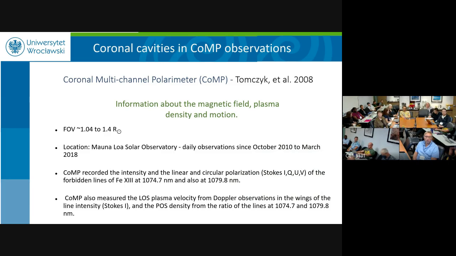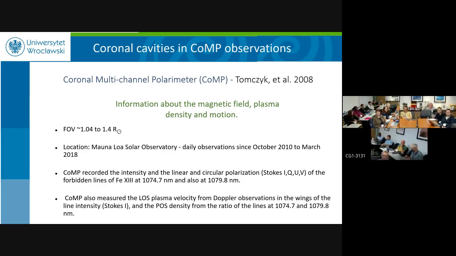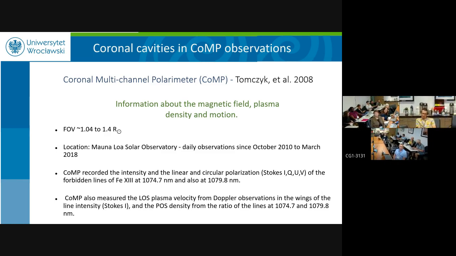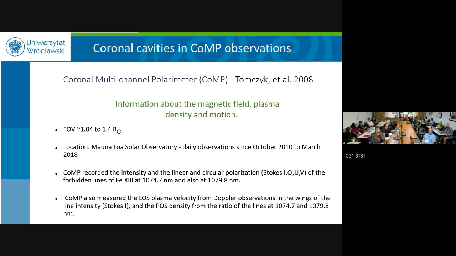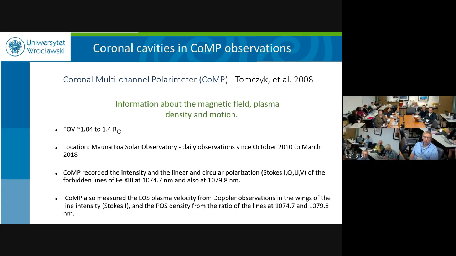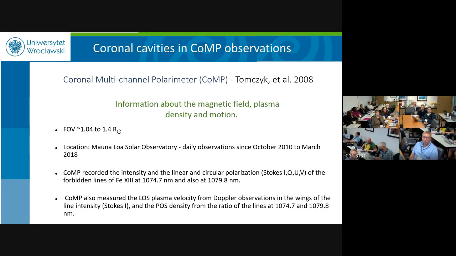We got a lot of information with the CoMP observation, because you've heard a lot of information about CoMP today. So you can see the field of view. We had information about magnetic field, plasma density, and motion. But for us, the most important was motions. So we analyzed Doppler velocity, and we analyzed the linear polarization signature.